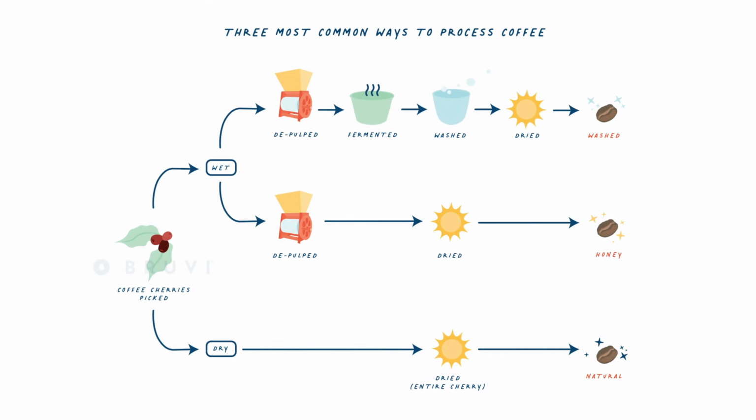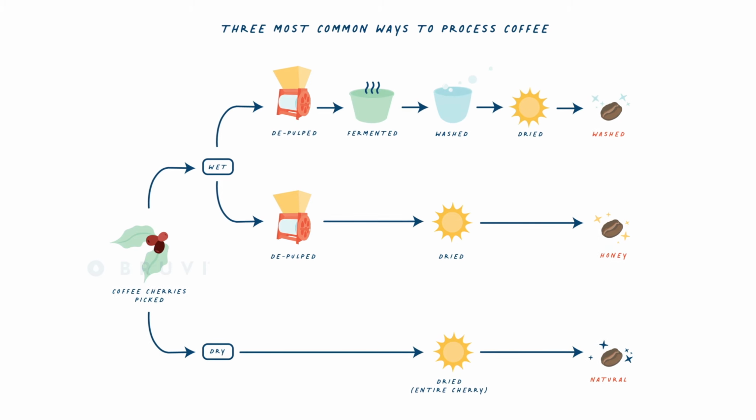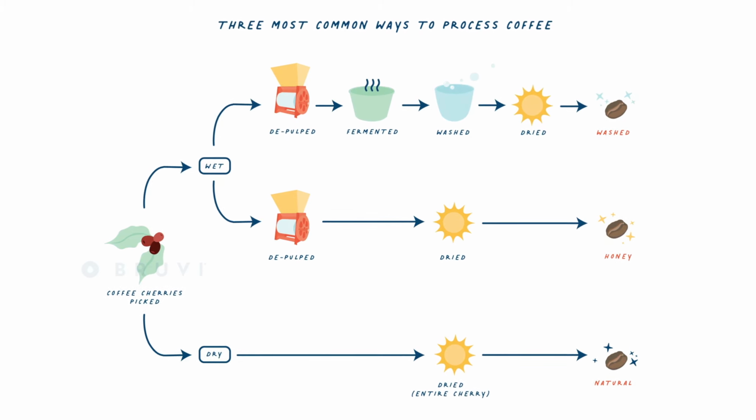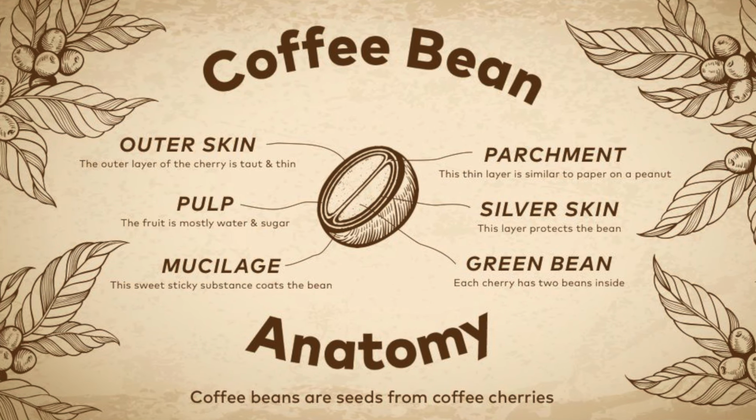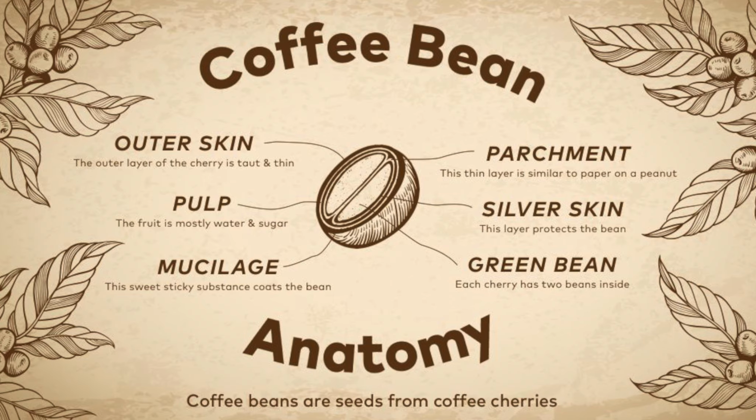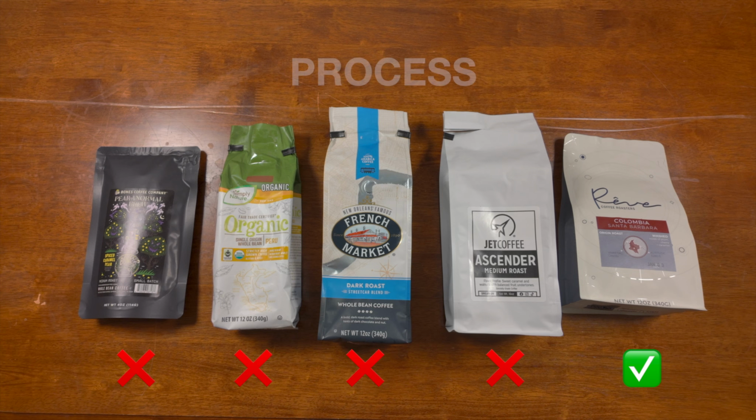Natural, honey, washed, etc. This refers to the drying process. Put simply, coffee processing is the removal of the layers surrounding the coffee bean, the seed. A coffee cherry has several layers: the skin, fruit, mucilage and parchment. After the cherries are picked, these layers need to be removed. This can be done in various ways, and each process can influence the coffee's flavor profile in the cup.